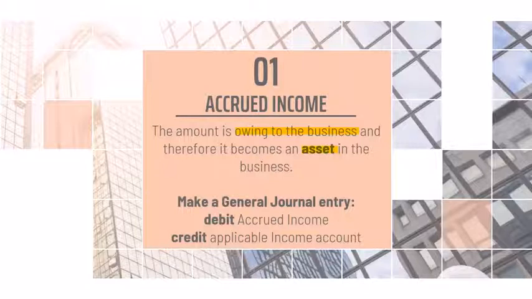So we have to go and make a general journal entry. We debit accrued income because it's an asset account and assets increase on the debit side. And we go and credit the specific income account that relates to this adjustment. The reason why we credit the income account is because income accounts increase on the credit side. So we want to make that income account more, even though we haven't received the money yet.